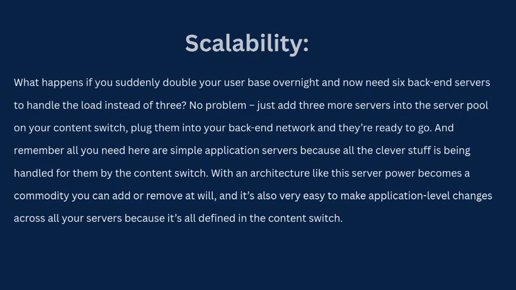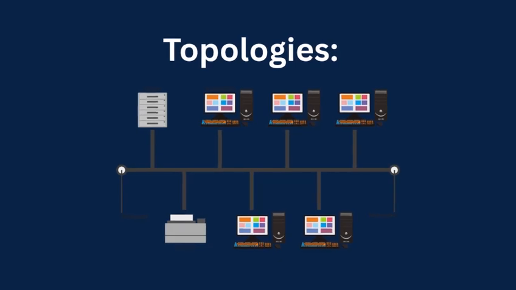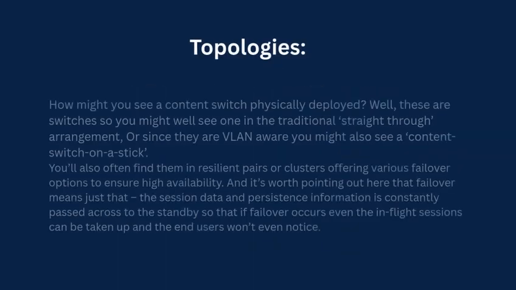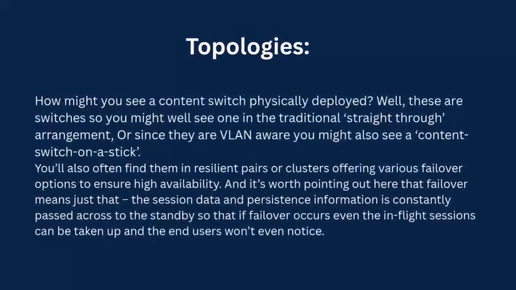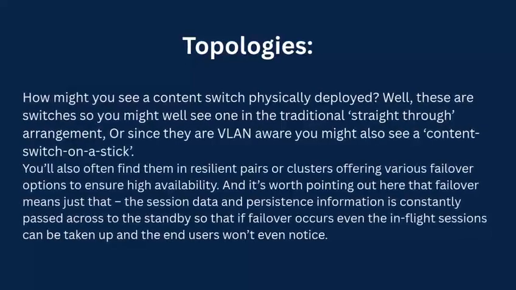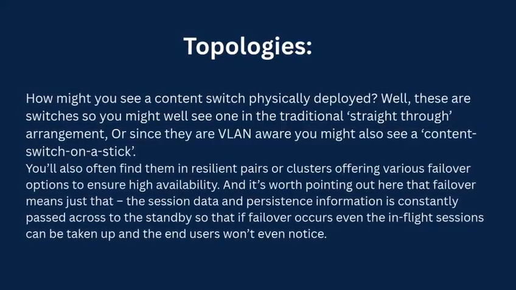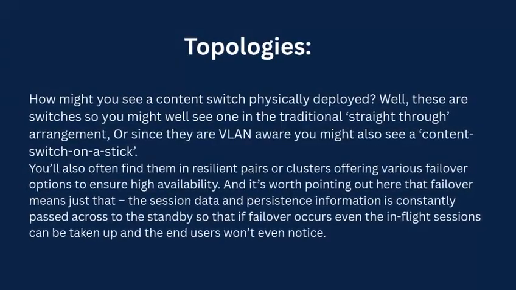And it's also very easy to make application level changes across all your servers because it's all defined in the content switch. How might you see a content switch physically deployed? Well, these are switches, so you might well see one in the traditional, straight-through arrangement, or since they are VLAN aware you might also see a content switch on a stick. You'll also often find them in resilient pairs or clusters offering various failover options to ensure high availability.